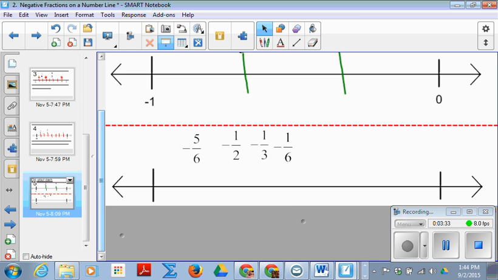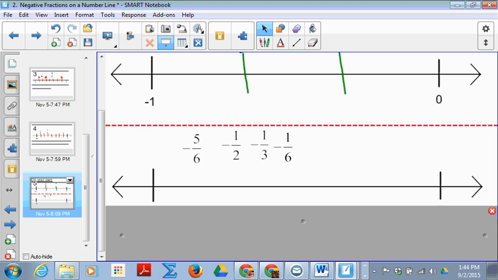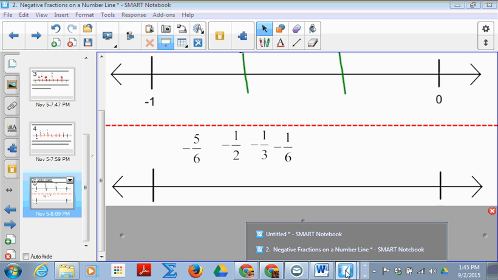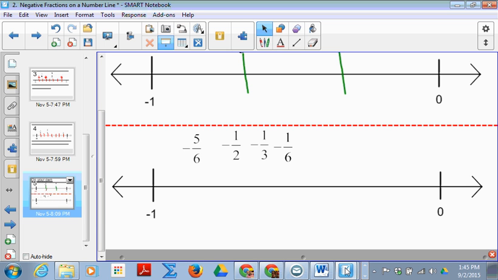Ooh, now we get a little fun. Notice we've got different denominators. So we've got 6, 2, and 3 as our denominators. So what we're going to do, we have to find a common denominator, the least common one. And we're going to say that denominator is 6. So we're going to divide up into 6 parts.